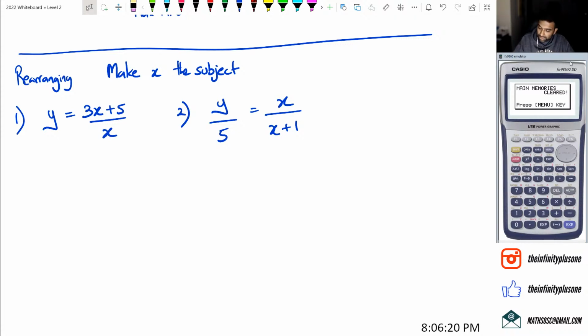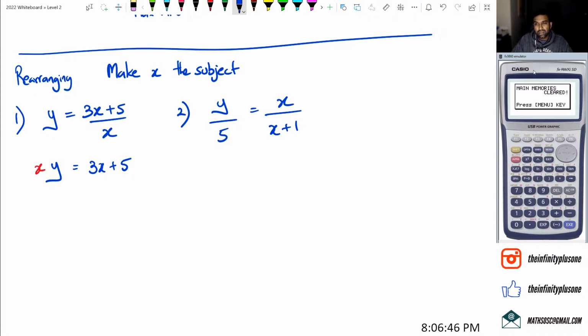Otherwise, I'll do question 1 and see if you guys are on the right track. With question 1, the first thing I really want to do is get rid of that x from the denominator. So I am going to multiply that x with y so that the x comes to the numerator. So then what I've got is xy is equal to 3x plus 5.